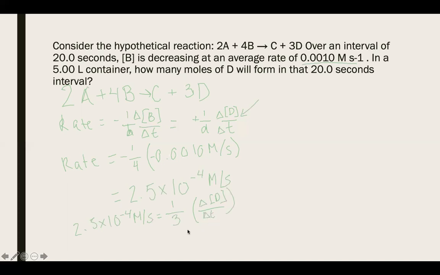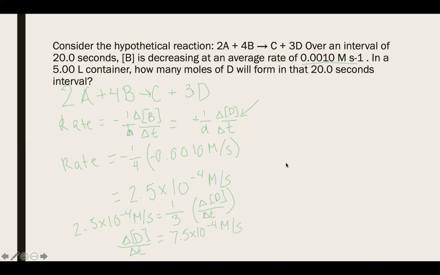In order to figure out the rate of reaction of D being formed, we're just going to have to multiply the rate of the entire reaction by 3. So when we take the concentration of D over T and multiply this by 3, you're going to get 7.5 times 10 to the -4th molar per second.